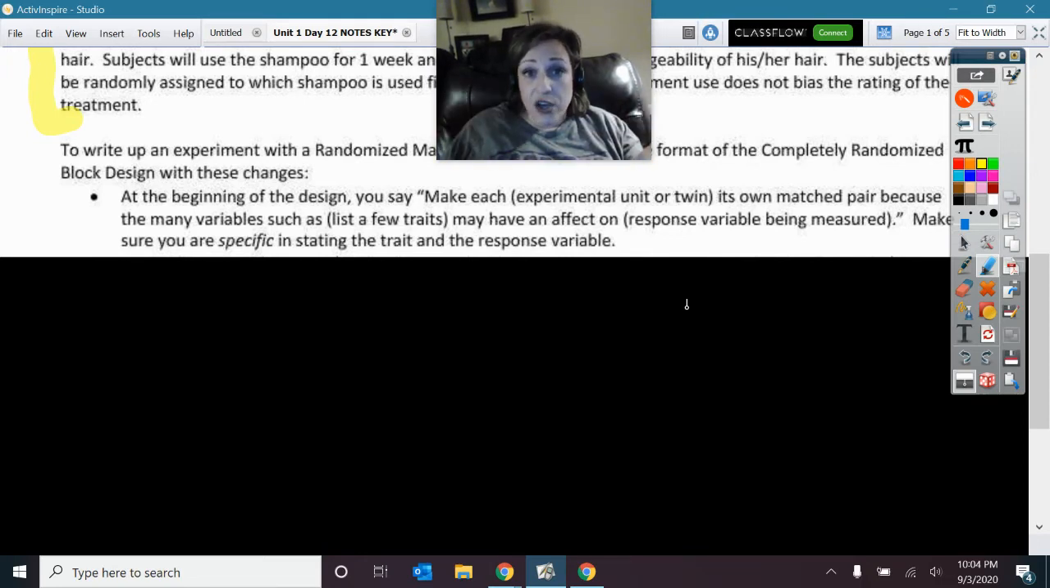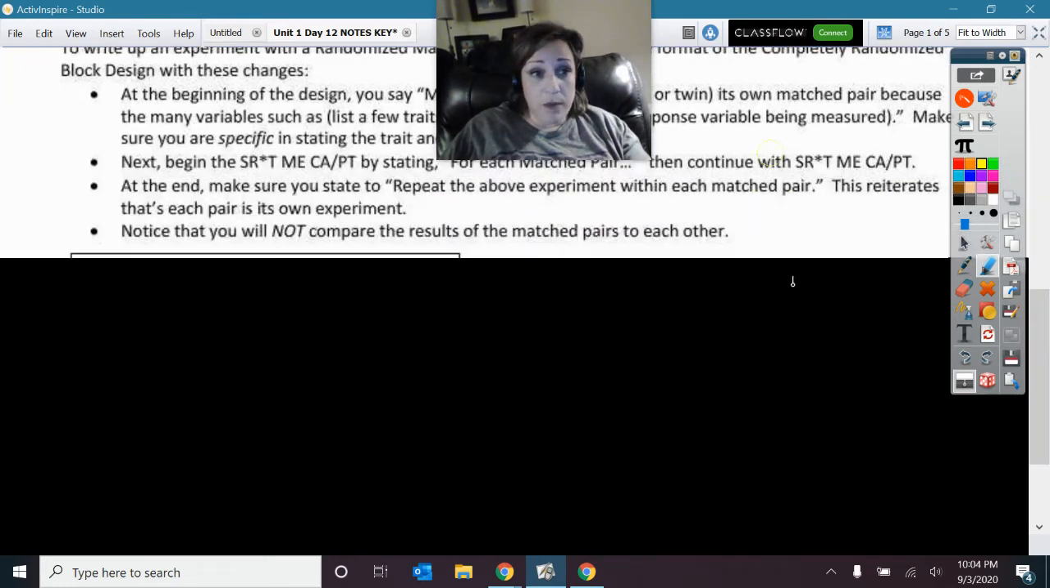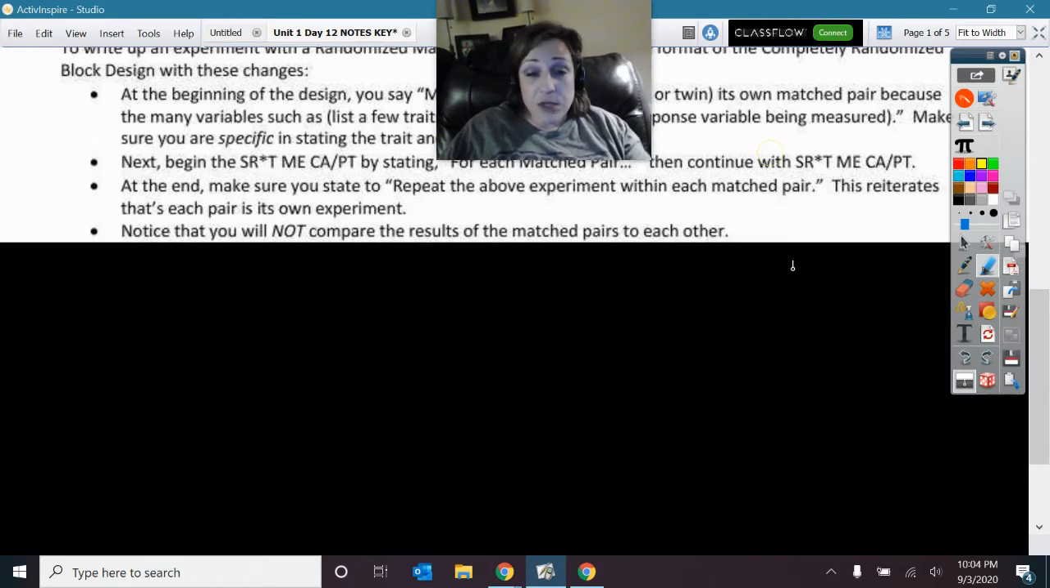And these are always in context, so you have to be specific when you're stating what response you are measuring. And then you strap me capped. You say, for each matched pair, I'm going to start with them, I'm going to shake the bag, randomly assign them, and so on and so forth. And then at the end, which I think I might have left off my answer key, make sure you state, repeat the above experiment within each matched pair.